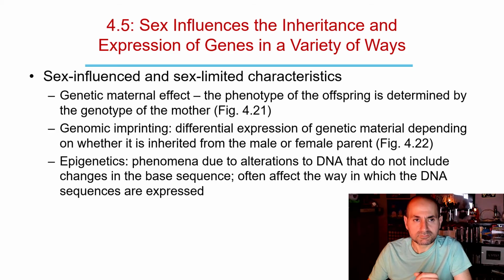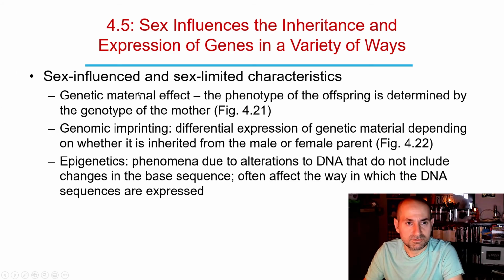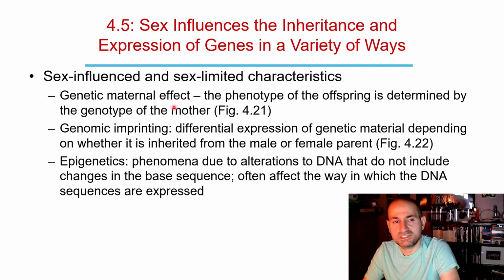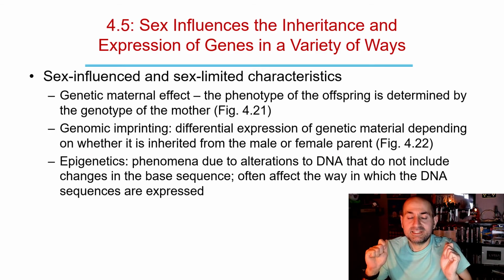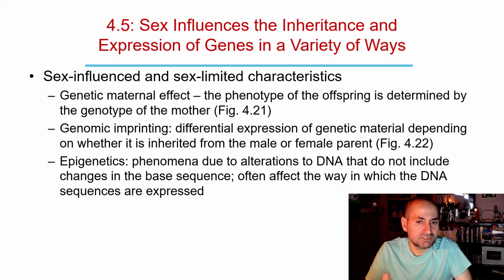Pretty interesting stuff. So let's get back to sex-influenced and sex-linked characteristics, going into some examples of each. So we've got genetic maternal effect. This is where the phenotype of the offspring is determined by the genotype of the mother. We're going to give you an example of that in a minute. Then there's genomic imprinting, where there is differential expression of gene material depending on whether it is inherited from the male or the female parent. So you might inherit an allele, but if you inherit it from your mom, it might get silenced. Or if you inherit it from your dad, that gene might be silenced.